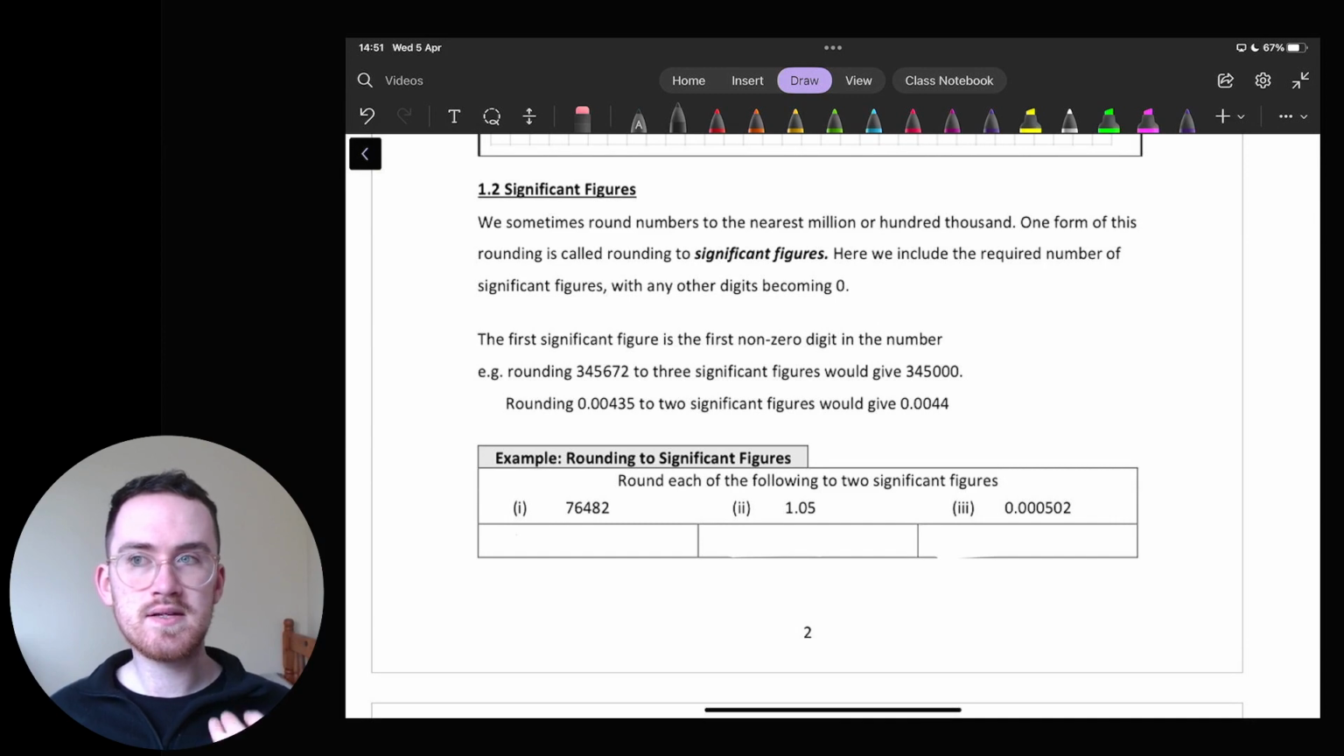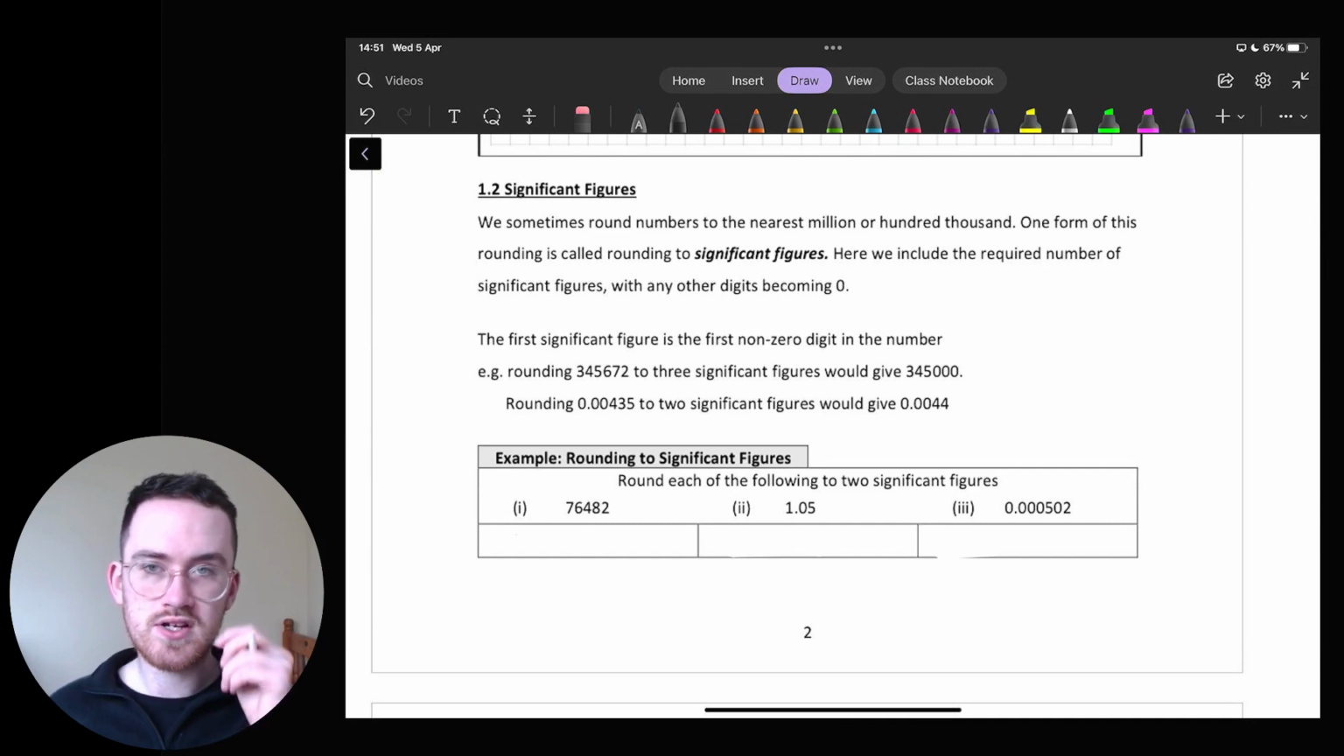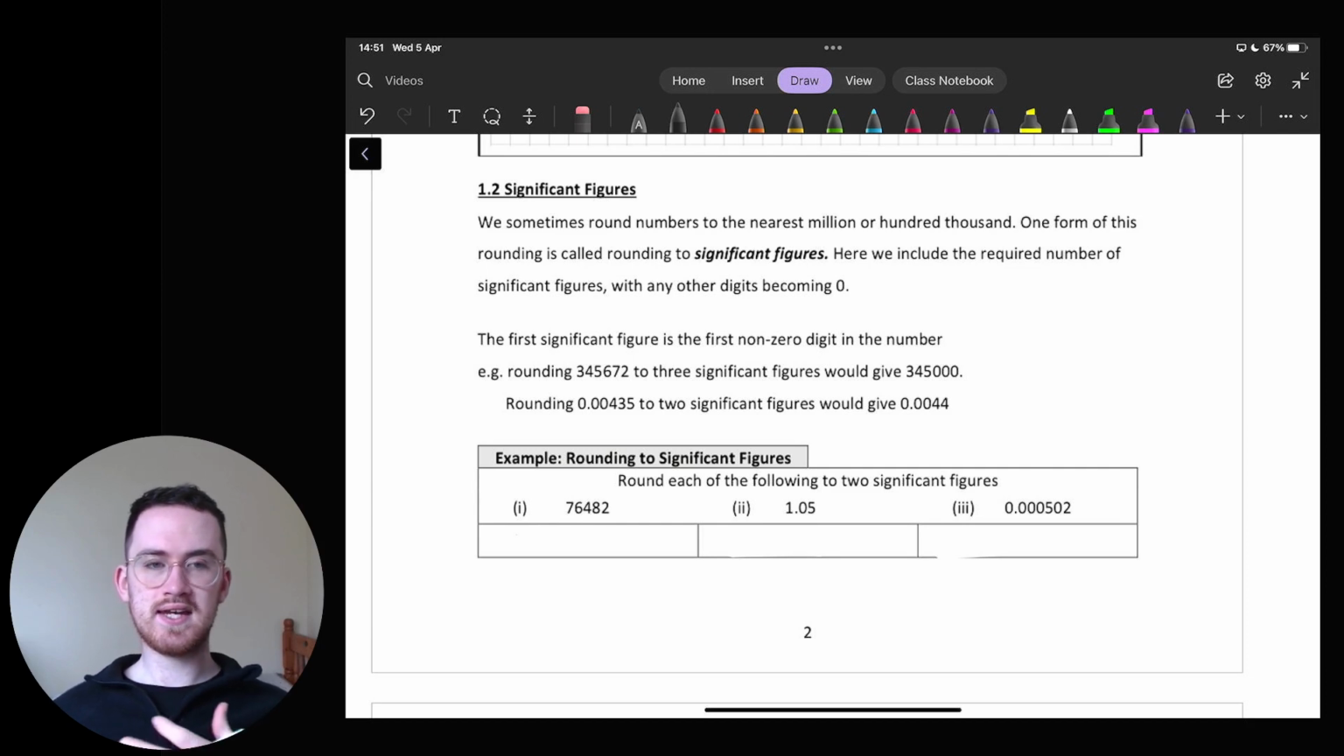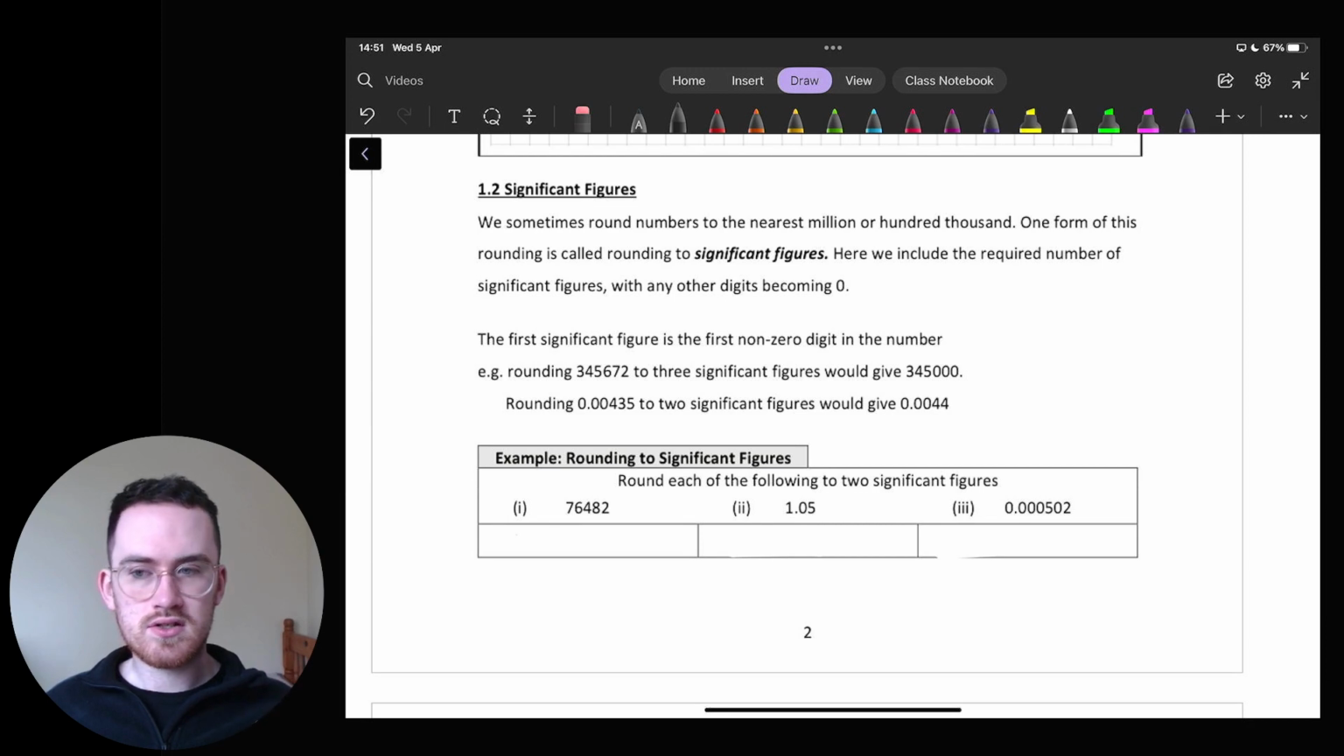Significant figures is similar to rounding, and it's a particular type of rounding, where we consider different digits in the number to be what we'd call significant. So when we're rounding to the nearest million or 100,000, we might be rounding to the nearest significant figure, and we include the required number of significant figures with any other number becoming zero. So if we're given 223,642 and we want to round it to the nearest 10,000, then we might round it to 230,000, and we just leave the rest of the numbers as zero.